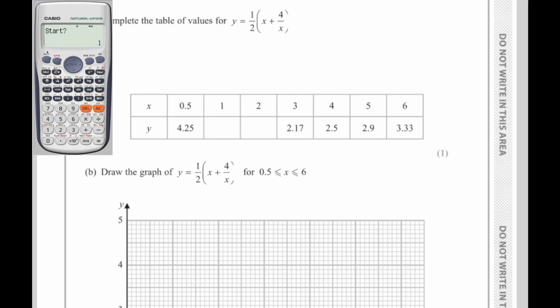Can you see the x value that you're going to start this table with? It is 0.5. So input start as 0.5, equals, and end at 6. The end value of x is 6, equals. Then you need to give the step. Since there is 0.5, it is okay to give 0.5. So I'm giving 0.5.